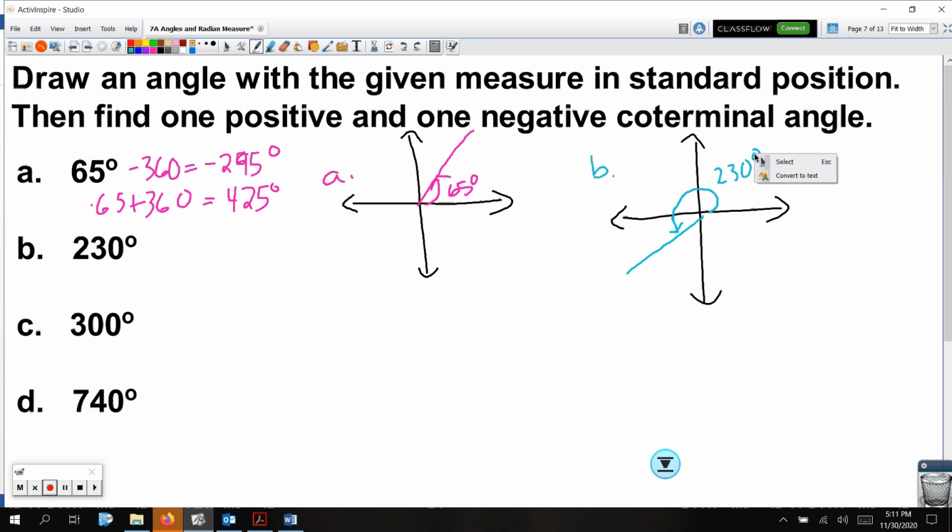Coterminal to that, if I subtract 360, I get negative 130. And then if I take 230 plus 360, that gives me 590 degrees. All right, we don't have to draw those, but you know what that looks like. All right, so let's take a look at letter C.